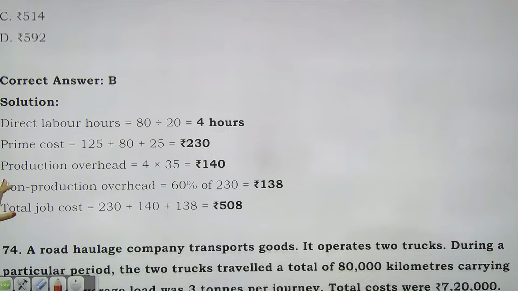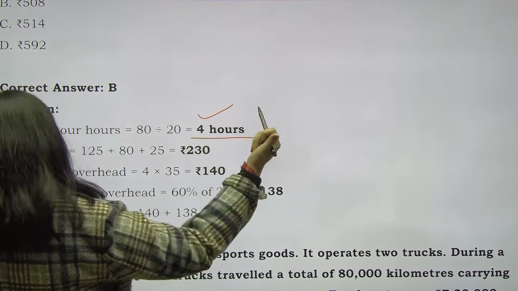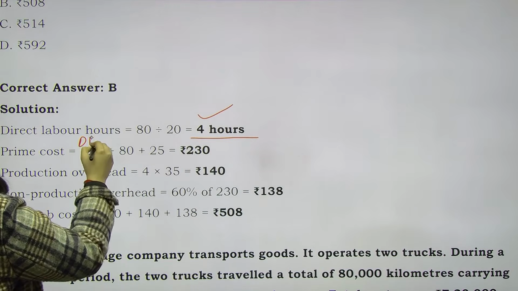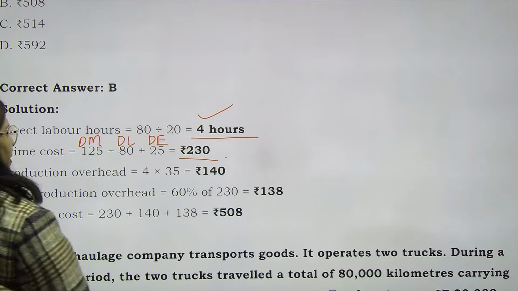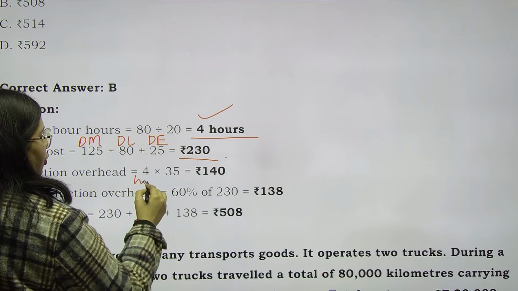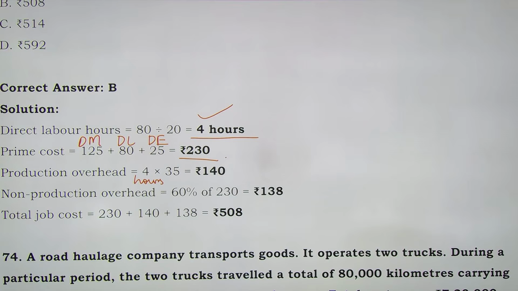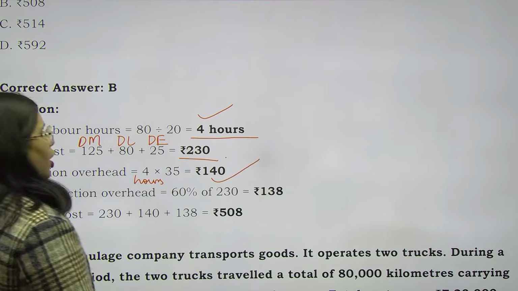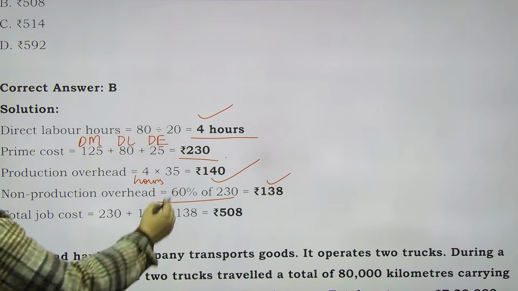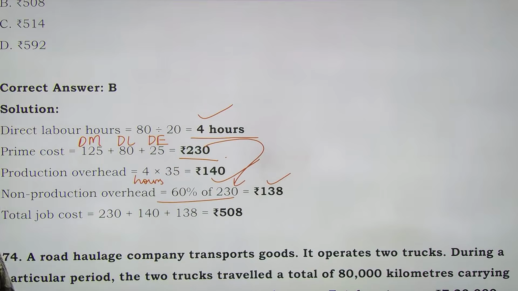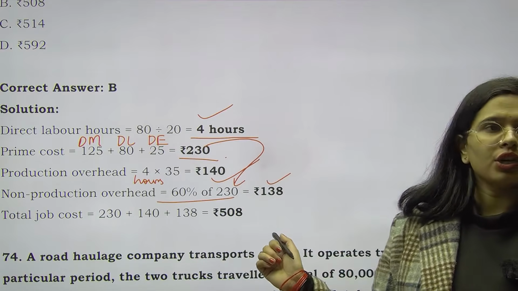Let's have a look. See this? First of all, I calculated the hours. Good. Prime cost, direct material, direct labor, direct expenses: 230 rupees. What are my production overheads? 4 hours multiplied by 35 rupees per hour. So I have my production overhead at 140 rupees. Non-production overheads कितने हैं? 60% of 230, that is 138. Because it was given that non-production overheads would be 60% of your prime cost. So I have charged it.